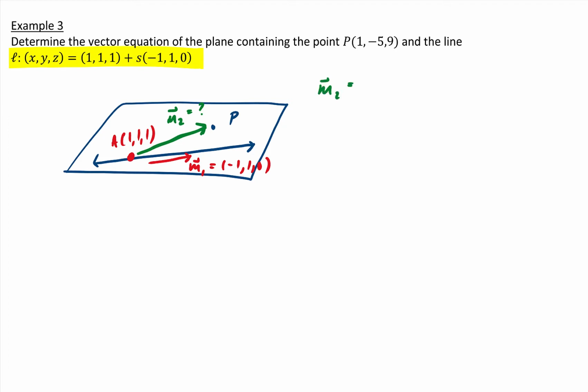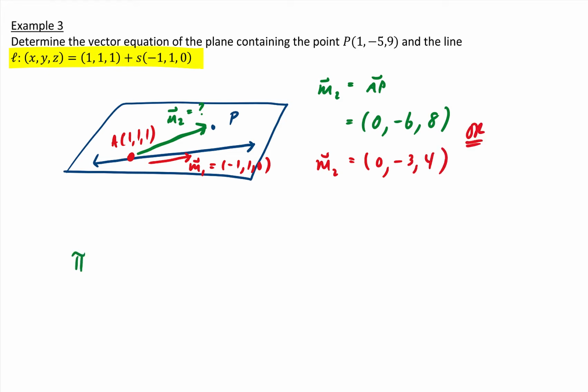So M2 is equal to vector AP. So that's OP minus OA. So what we end up with is P minus A. So that's 1 minus 1, so that's 0. -5 minus 1 is -6. And 9 minus 1 is 8. So this could be our second direction vector, or we can use a scalar multiple. So maybe I just want to simplify this and do 0, -3, and 4.